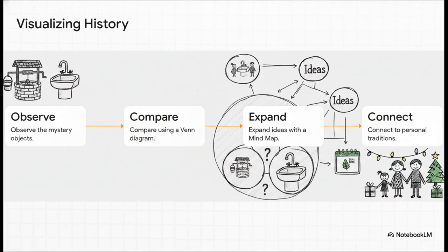So whether you're sitting in a kindergarten classroom or a high-stakes corporate boardroom, mastering these graphic organizers allows you to turn random observations into deeply connected, actionable insights. Just look at the journey these 5-year-olds take. They start by simply noticing that an old well looks different from a modern sink. They organize that thought into a Venn diagram. They expand on it with a mind map. And finally, they connect that historical difference to the holidays they celebrate with their families today. It's an incredible progression of higher-order thinking, and it's all made possible through visual structure.